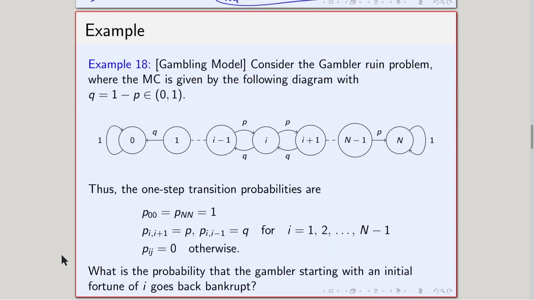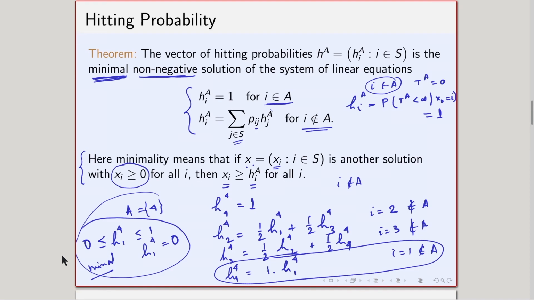Okay, so with that we proceed, and maybe we now see another problem where we can try to find out that absorption probability, and we can do this using this stated theorem.